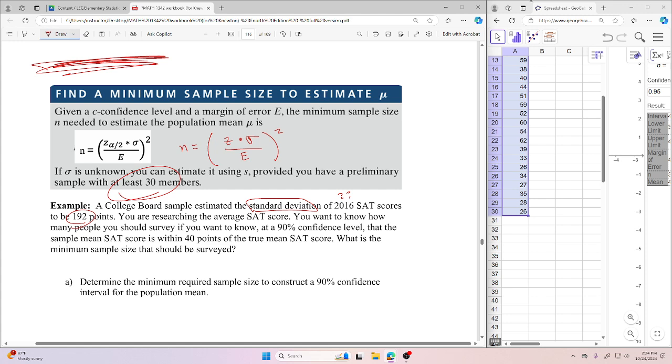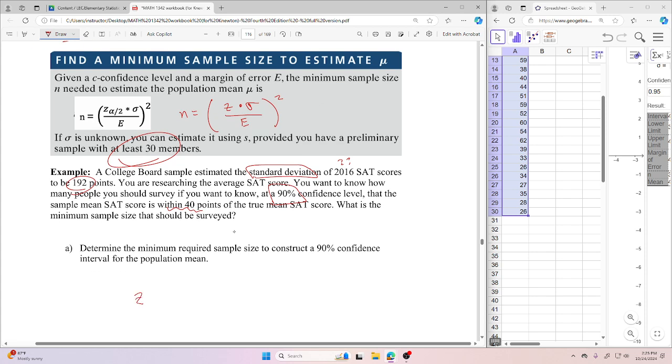Researching the average SAT score, you want to know how many people you need to survey for 90% confidence within 40 points. What should be the minimum sample size? We actually have everything we need. Notice that my formula has a Z, a sigma, and an E. So let's do the things that I know. First off, let me rewrite the formula. Z times sigma all over E, all squared. I don't have a Z yet. I'll look into that later.